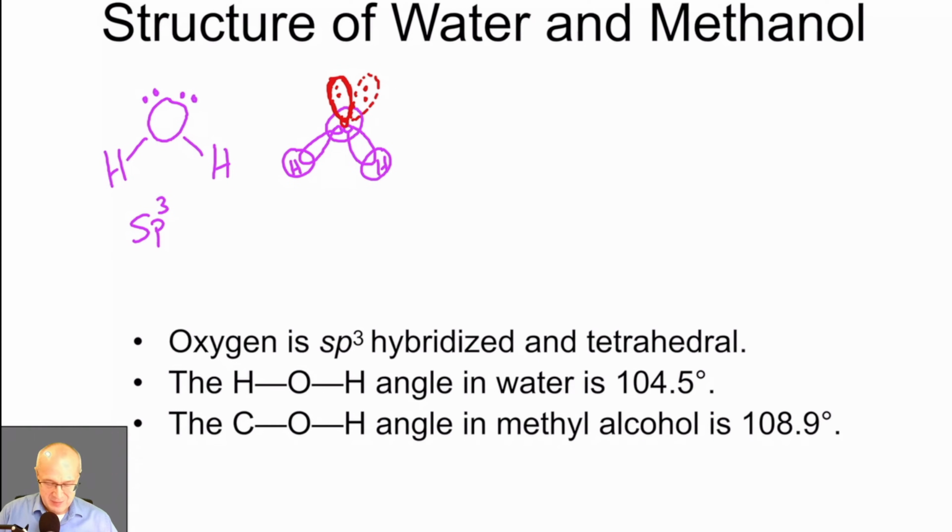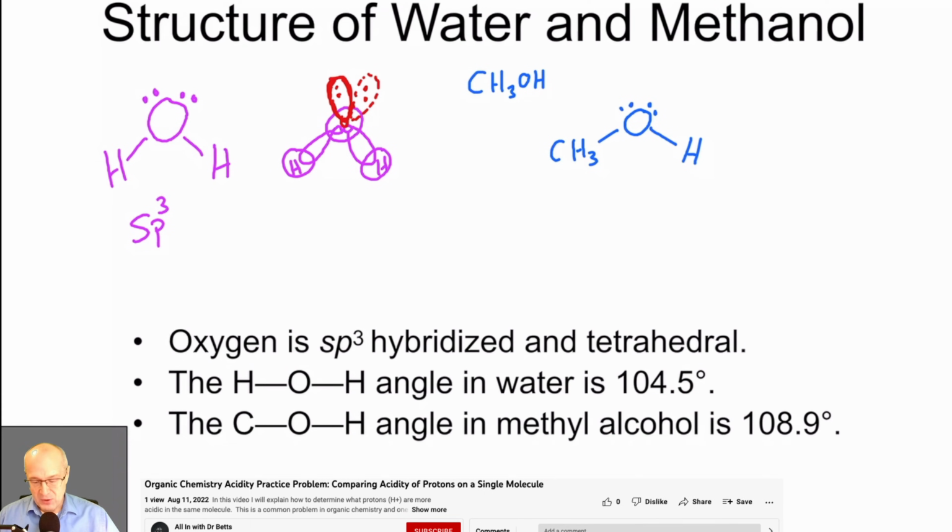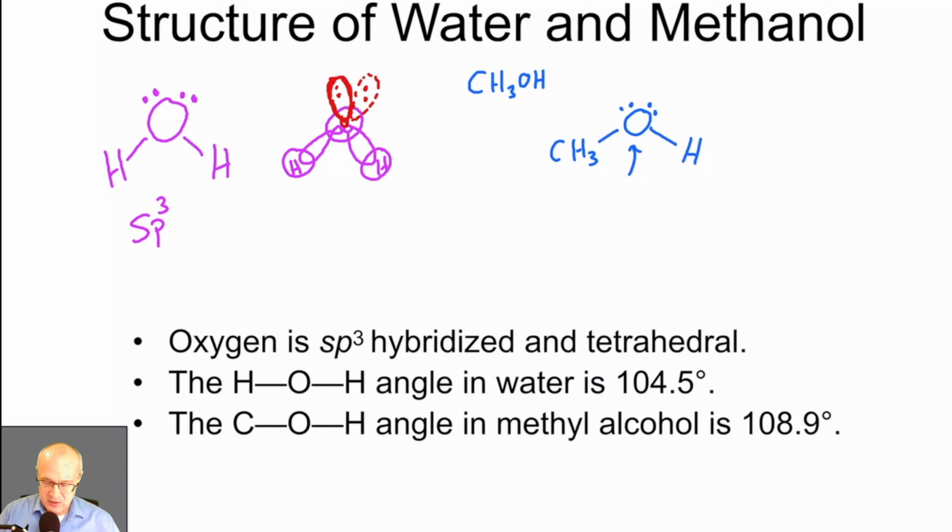The simplest alcohol, methanol: the central oxygen has a hydrogen on one side, and we'll just draw the CH3 group on the other. Again, the oxygen has two lone pairs, just like that. So this is a simple Lewis structure of methanol. Now this oxygen is also sp3, same as water, right?